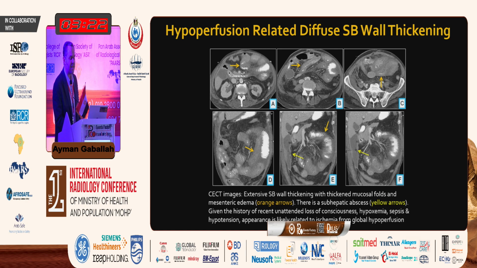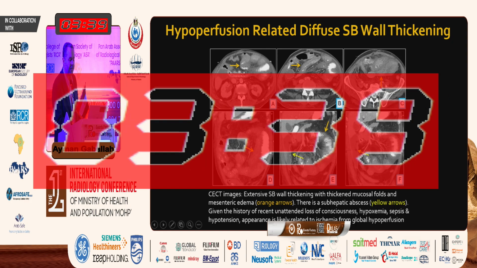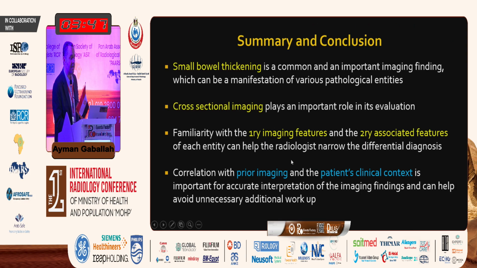And this is the case I showed you earlier about hypoperfusion related to diffuse small bowel thickening. As you see in the history here, this patient was found with unattended loss of consciousness, hypoxemia, sepsis, hypotension. So this can happen: hypoperfusion can lead to this kind of diffuse bowel wall thickening. The patient also has an intra-abdominal abscess, a subhepatic abscess, this one, that could be responsible for the sepsis.